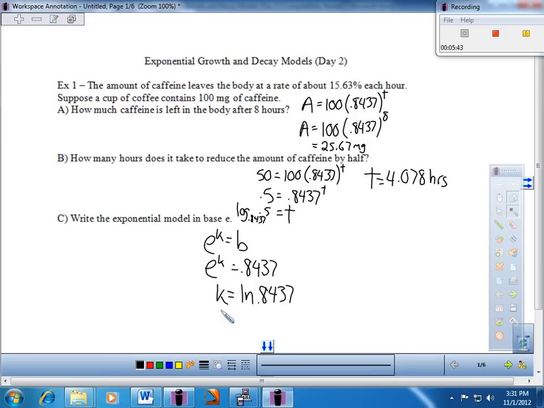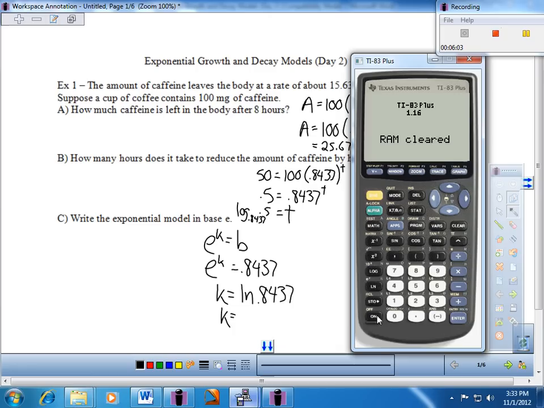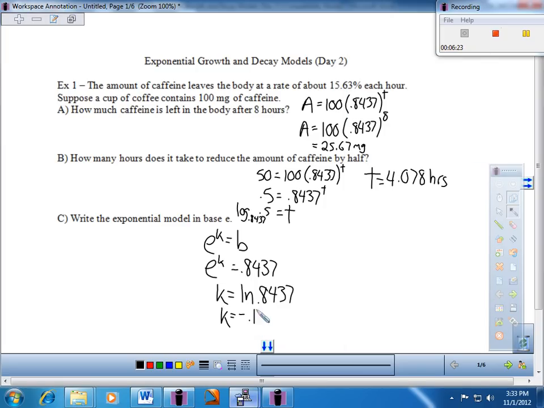And in this case, I think we talked about it in yesterday's notes, but what happens with exponential growth in base e versus exponential decay in base e? Well, we should see a negative number unfold. So I'm going to do this one on the calculator to get a k value. Natural log 0.8437, and look what happens. The way this played out, where I saw this model written in base e, should be about negative 0.17. Excellent. And remember, if k is positive, it's exponential growth, and if k is negative, it's exponential decay.